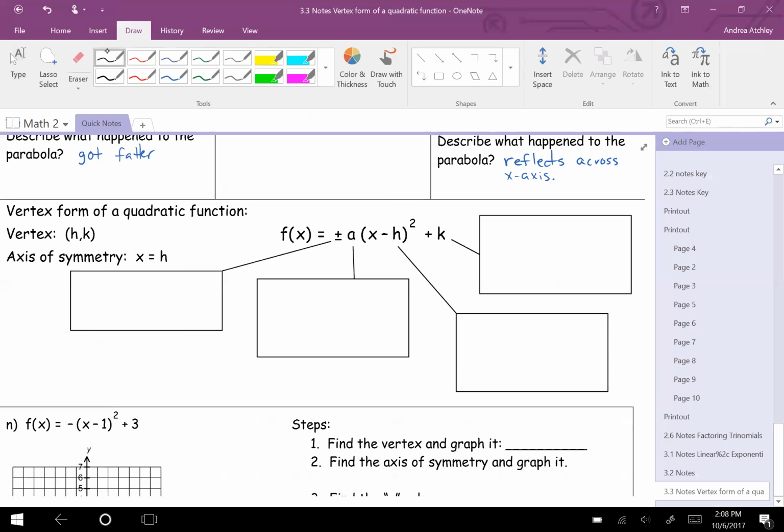Okay, so if my A is negative, if I have a negative A, then it reflects across the x-axis. That means it's going to face down. Okay. If the A is negative, then it reflects across the x-axis.